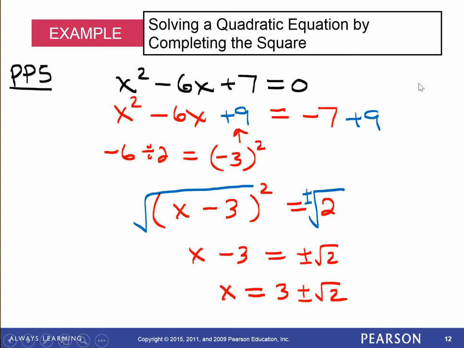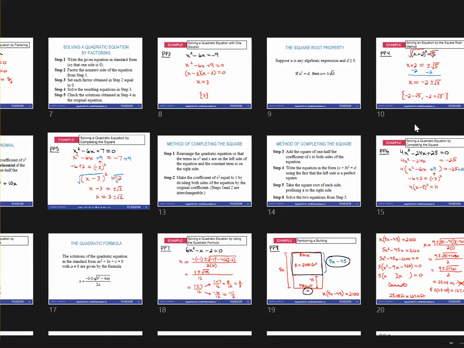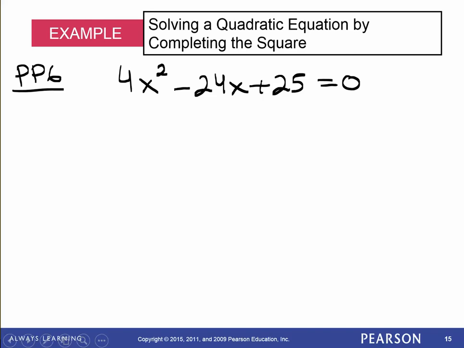I'll let you guys try one here. A little bit more difficult one. So can you solve this by completing the square? Okay, and if you got it, like Mr. H, I remember this. Go for it. If you're not quite sure, stick with me as we go through it. It's that little 4 out in front that's the problem.